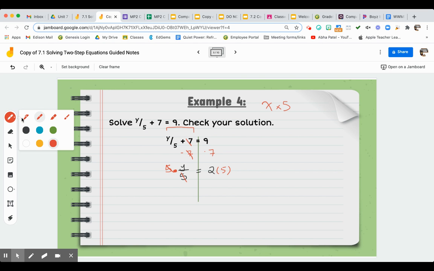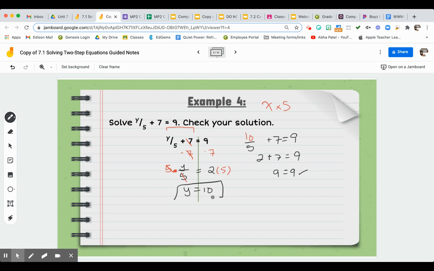The 5s go away. You're going to have y equals 10. And you can go back and check that. 10 over 5 plus 7 is equal to 9. 10 divided by 5 is 2. 2 plus 7 is equal to 9. 9 equals 9, and it's right. So this is correct, and I'm going to simplify it. Are you going to be required to do that all the time? No, but I do think it's a good habit.